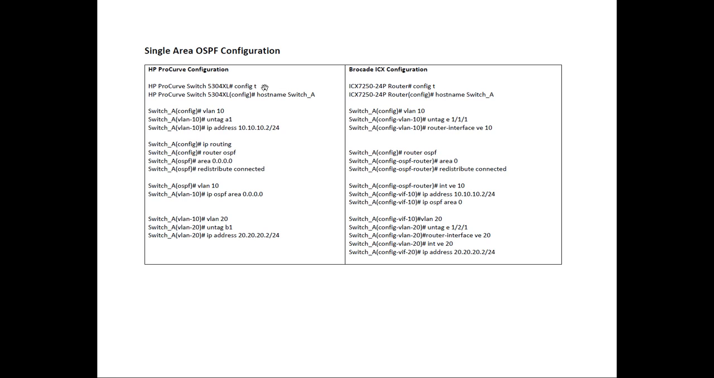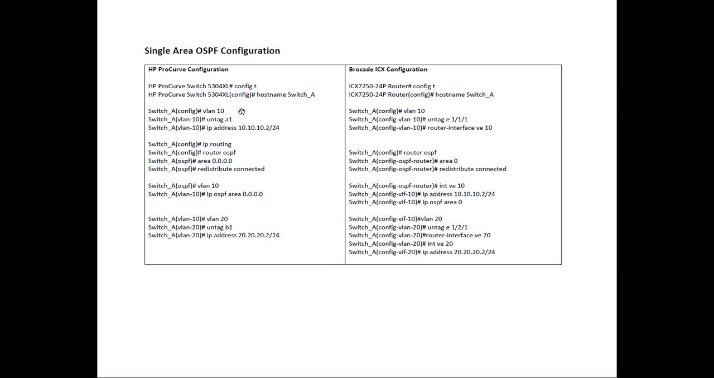So first thing we do is config t. We're going to assign a host name, which of course is optional, and this is exactly the same. So this is the ICX side: config t, hostname switch_A. So absolutely identical configuration so far.